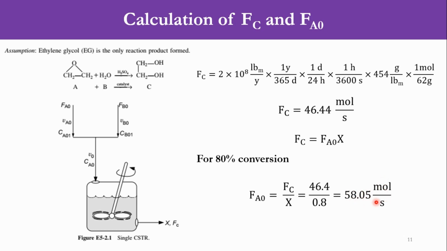That information was not given to us. So you can see why we took the first step, because we need to know the flow rate of the limiting reactant, which is ethylene oxide, EO, in our system.